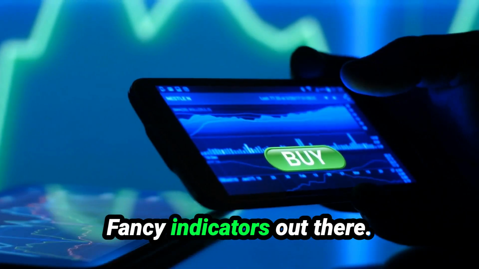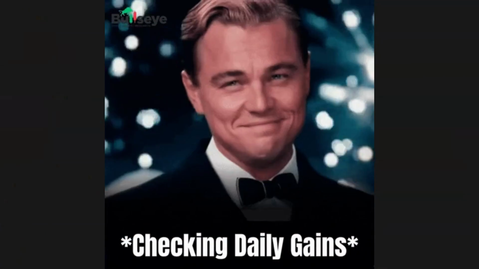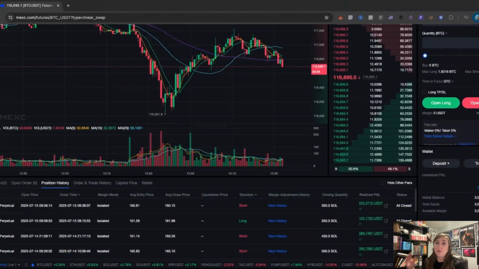Forget all the fancy indicators out there. This is the one thing in trading that really changed everything for me. It made a huge difference. In just 2 days with 4 trades, I've grossed over $1,000 in trade. And these are not even my best entry or exit prices.